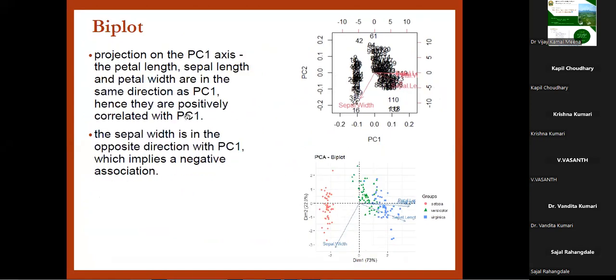Okay, so I was explaining the biplot. Somebody asked me to explain it again. We can see the projection of sepal length, petal length and petal width. These arrows here are somewhat parallel to PC1, in the direction of PC1. So we can say these three variables are positively correlated with principal component 1, whereas the sepal width is in the opposite direction or somewhat perpendicular to PC1. So it has a negative association with principal component 1.